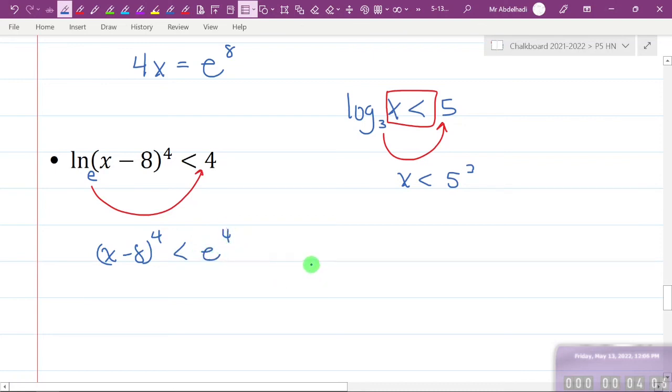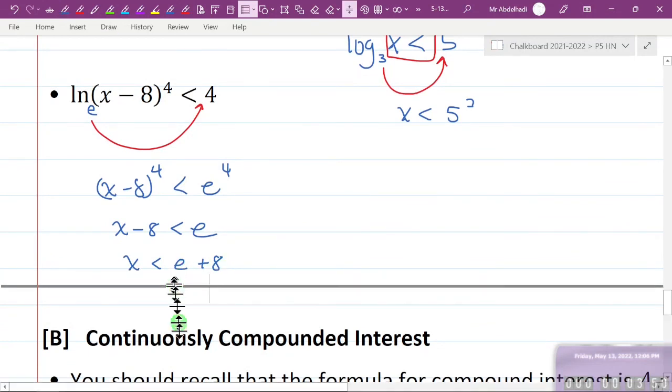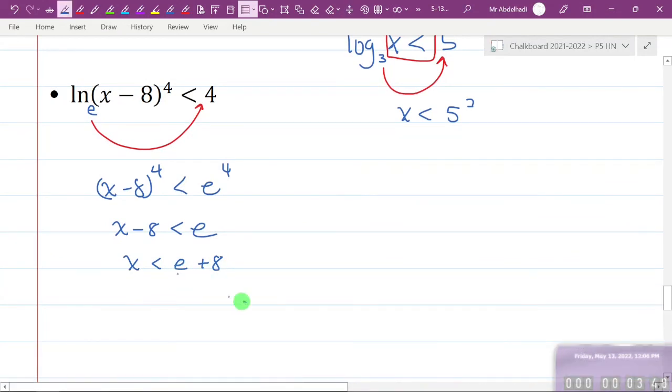We can take the 4th root of both sides, and that'll just end up with x minus 8 is less than e. And then we can add 8 to both sides. You get e plus 8. And there you go: x is less than e plus 8. Now, e is a number, 2 point whatever, so x is less than 10 point something, right? You can put that on the number line if you like. e plus 8, open circle, shade to the left.